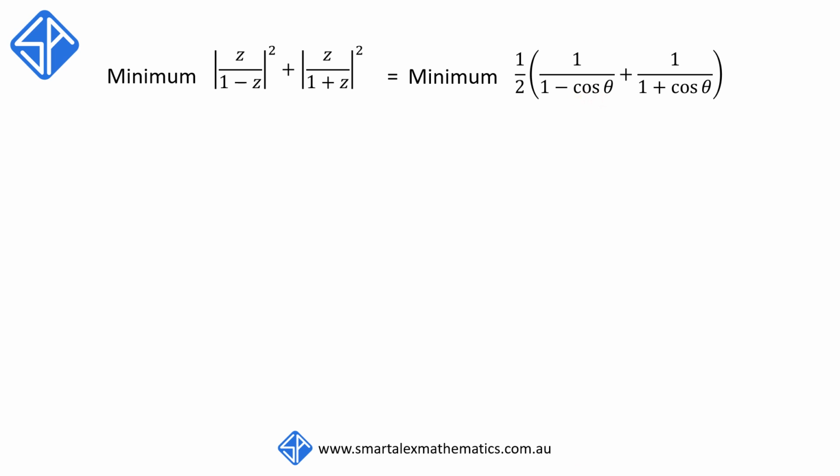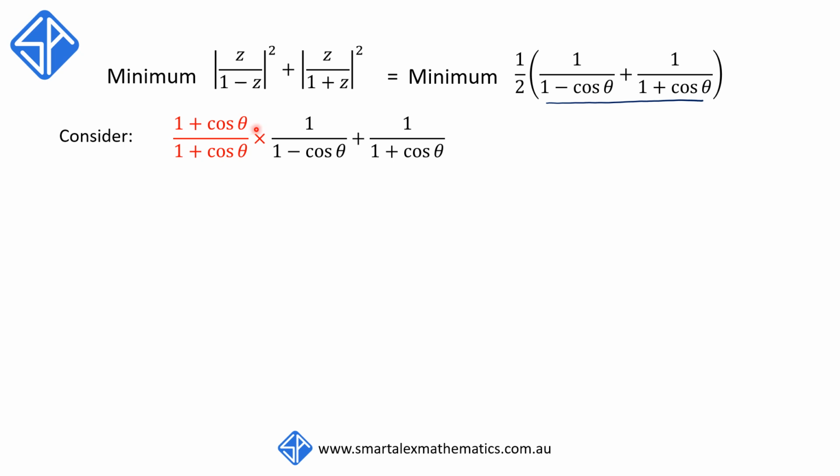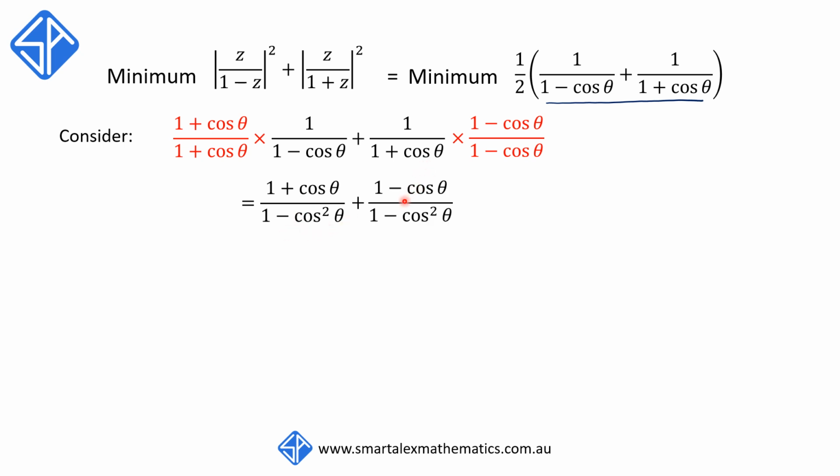So we're going to begin by considering this expression inside the bracket. We're going to convert both of these fractions into a common denominator. So we're going to multiply the first fraction top and bottom by 1 plus cos theta, and the second fraction top and bottom by 1 minus cos theta. Our first fraction will reduce to 1 plus cos theta divided by 1 minus cos squared theta, and this second fraction will reduce to 1 minus cos theta divided by 1 minus cos squared theta.